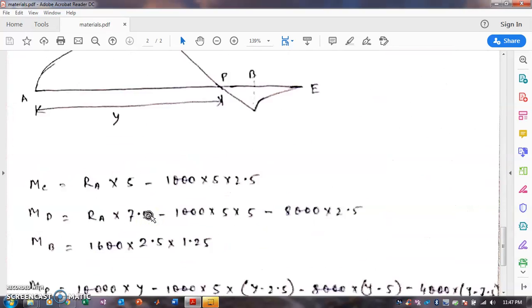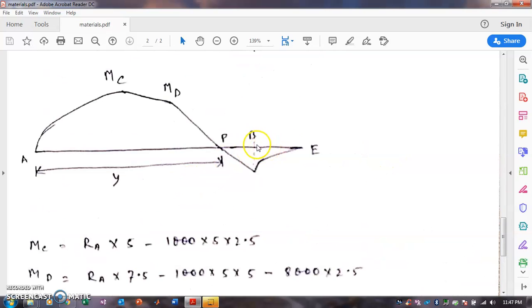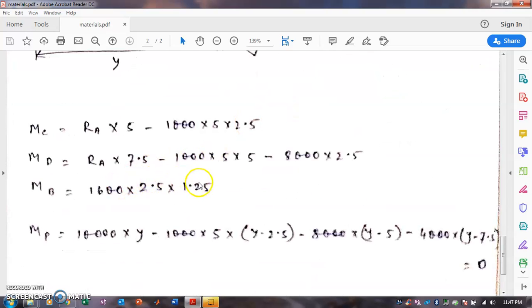So this is the expression. From this expression you can calculate the moment at D. And what is the moment at B? At B, due to the cantilever UDL, it is 1600 into 2.5, that is the total load, into 2.5 by 2, that is the distance. So this is the expression.